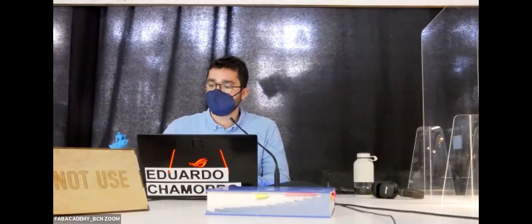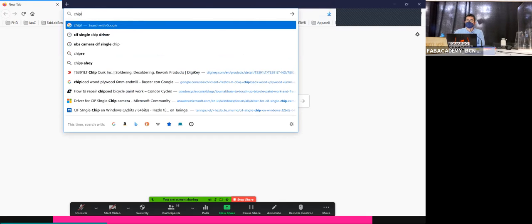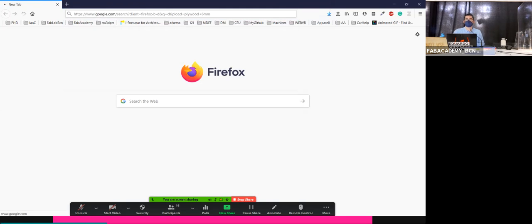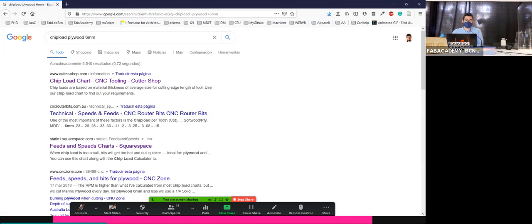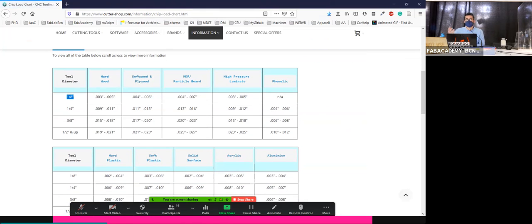you can always find charts online. For example, you have chip load for plywood, usually 6 millimeter. You can easily find these charts all over because they are quite standard. So for example, if you use a 1/8 inch end mill, always considering that it's a two flute, for hardwood, you are between this range of chip loads.